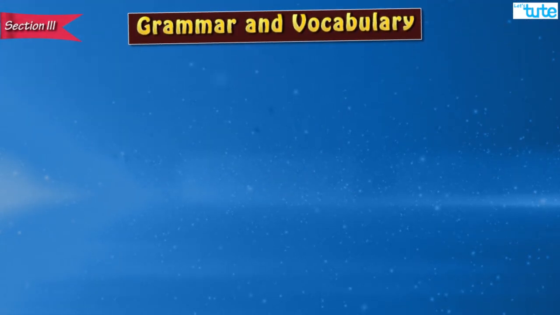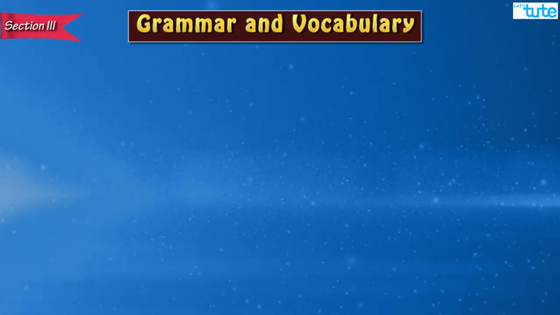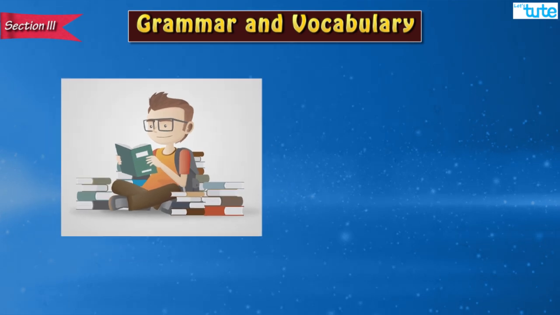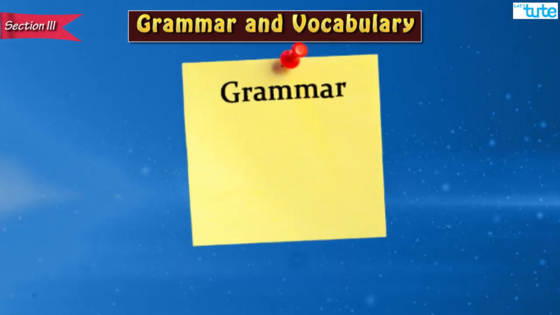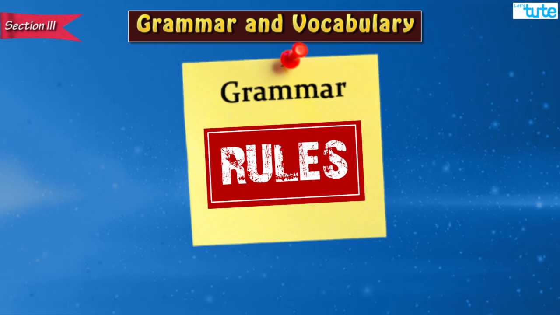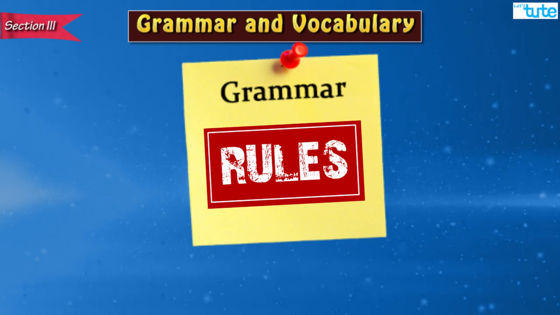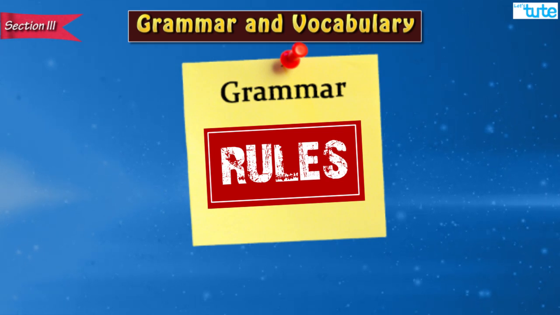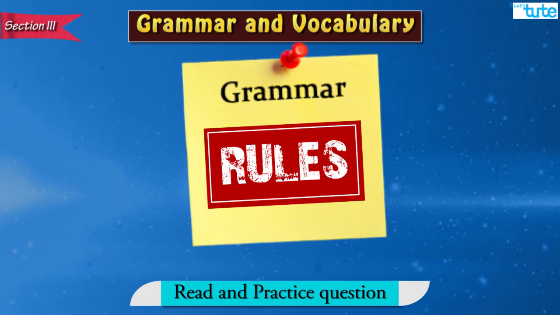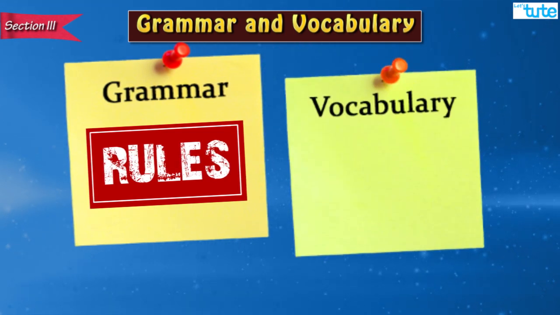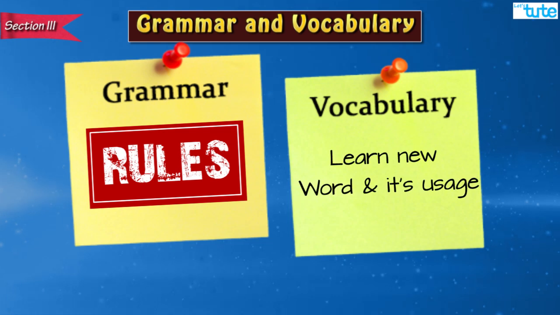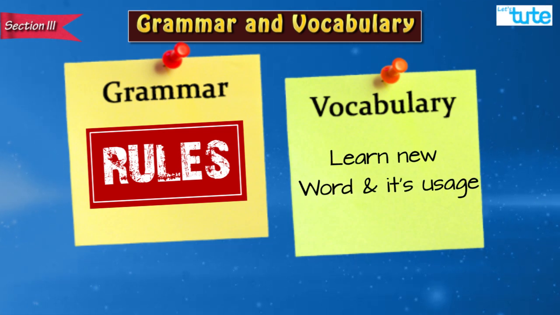Talking about section 3, one of the best ways of learning grammar and vocabulary is reading or speaking in English. One must also know the various rules for solving the do as directed part. If you find this section difficult, then I would suggest you to read and practice more and more questions. Vocabulary is the key to powerful writing. So learn new words, understand their meaning and their usage in speaking and writing.